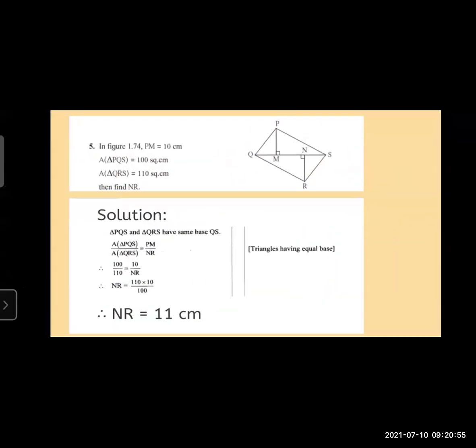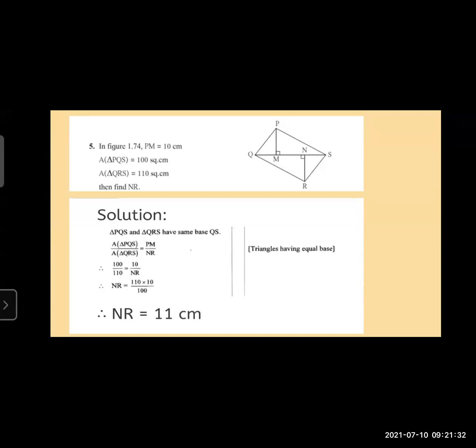Yes, two triangles are given, PQS and QRS. So in triangle PQS, PM is the height and QS is the base. And in another triangle QRS, QS is the base and NR is the height. So see student, QS is the common base. It's clear? QS is the common base. So easily we take the ratio of the triangle PQS to the QRS is equal to, here we take only height PM by NR.